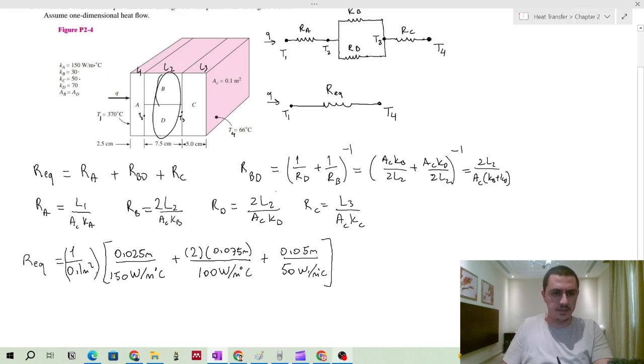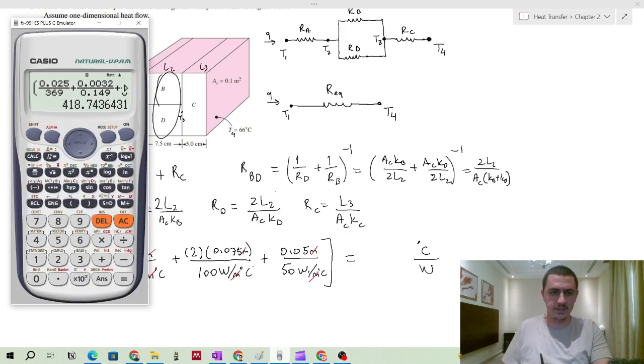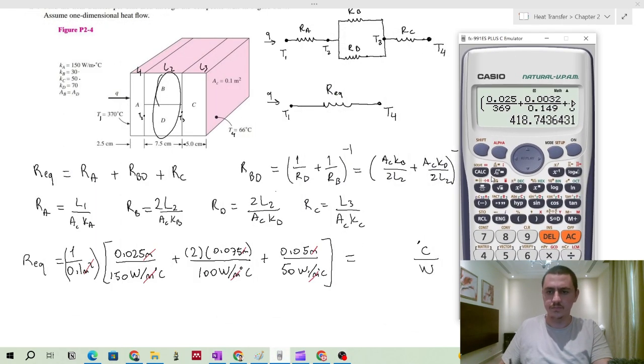Let's find just the unit of R equivalent. So meter squared, and this meter squared, actually that meter will jump to the numerator. So we'll cancel all meter terms. And what remains is 1 over watt per Celsius. So it is Celsius per watt. Okay, what we get is Celsius per watt. So unit is degrees of Celsius per watt for the resistance. Okay.